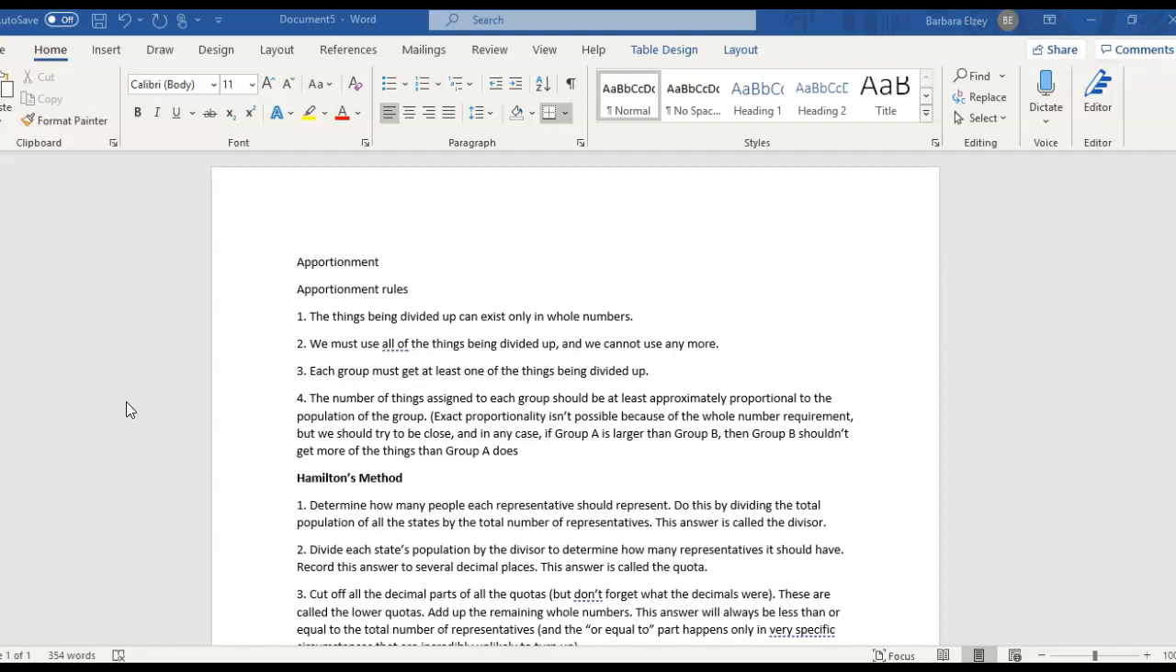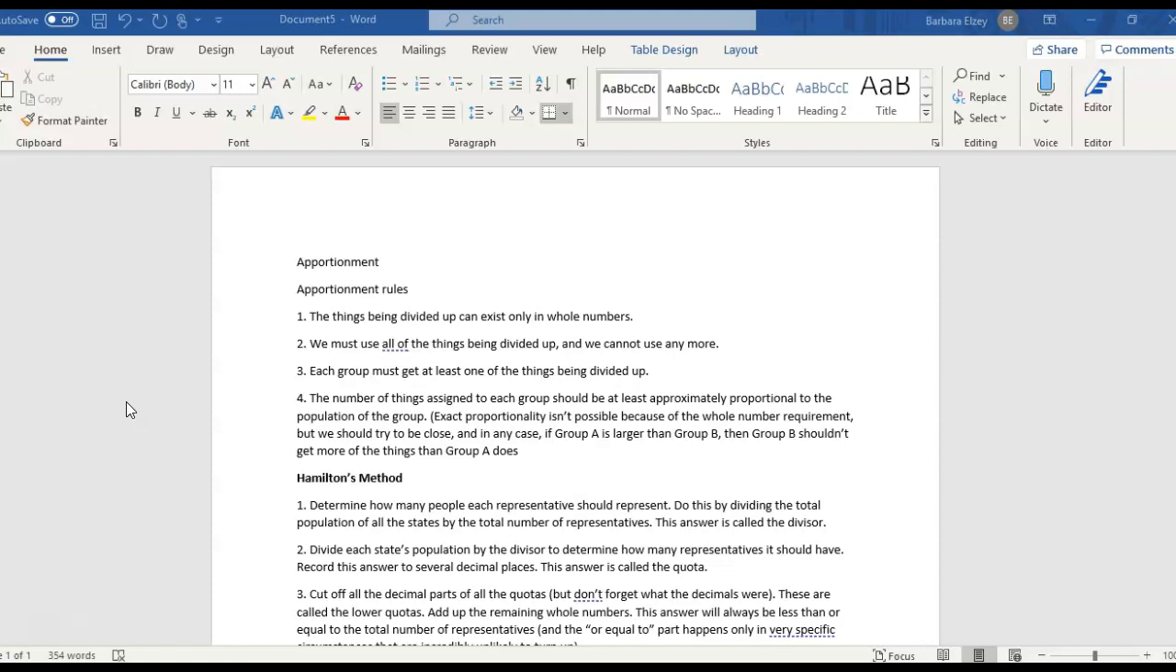The number of things assigned to each group should be at least approximately proportional to the population of the group. They won't be exact because we are rounding to whole numbers, but we're going to be as close as we possibly can. And if Group A is larger than Group B, then we expect for Group A to have more seats than Group B, not Group B having more things than Group A.